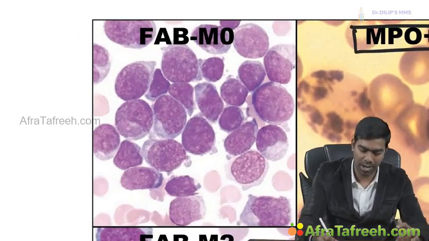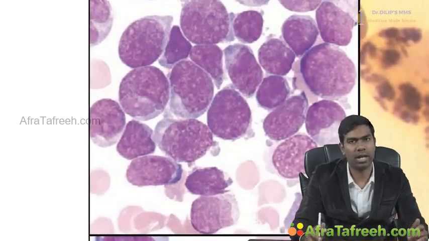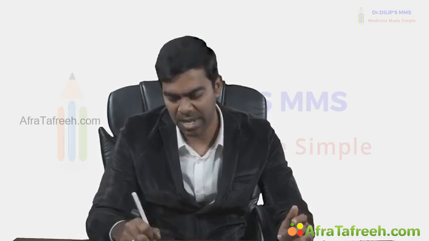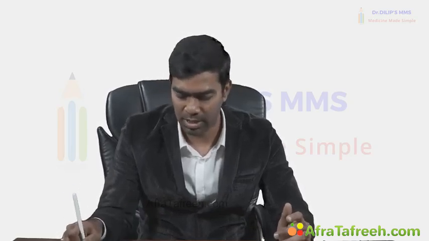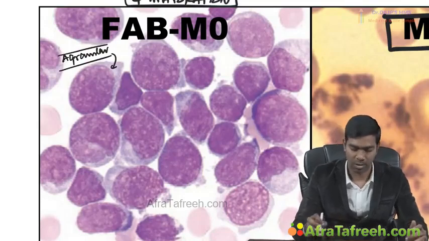AML M0, FAB M0, means no differentiation, or without maturation. Acute myeloid leukemia without maturation. What you are going to see here are large blasts, and typically they don't have any differentiation, meaning they will be completely agranular blasts with an extremely large nucleus, high mitotic figures, and a very small cytoplasm, which is also completely agranular. Clear? So that's what you're going to see.